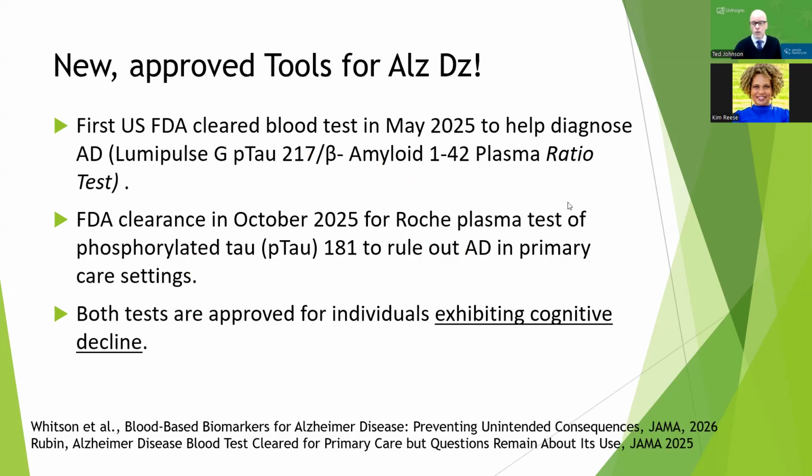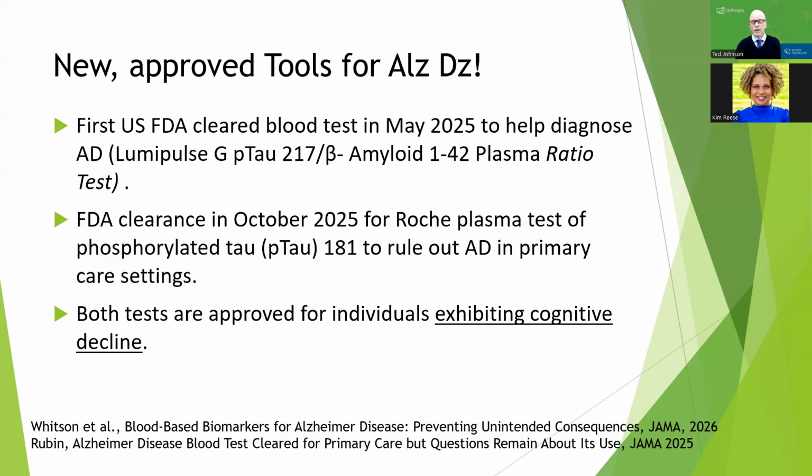So there's news in terms of FDA clearance, both in May of 2025 for Lumipulse being approved as a paired measure, looking at a ratio of p-tau217 and beta amyloid 1-42, and also FDA clearance for a single phosphorylated tau, p-tau181, to rule out AD in primary care settings. And we'll talk about this rule-in, rule-out discussion in more depth.